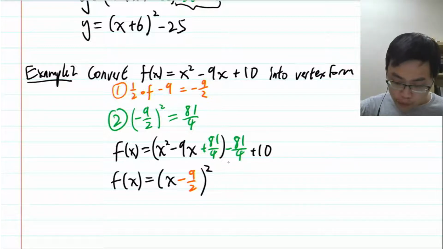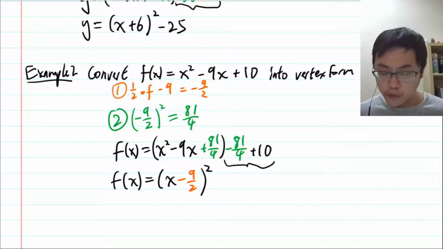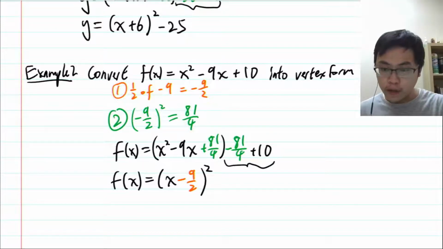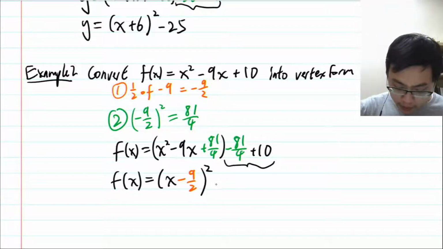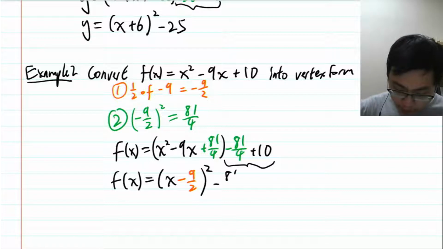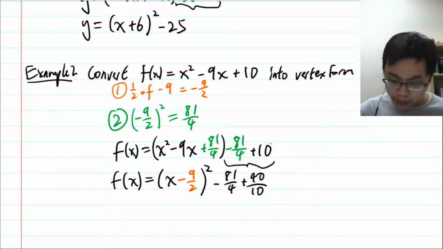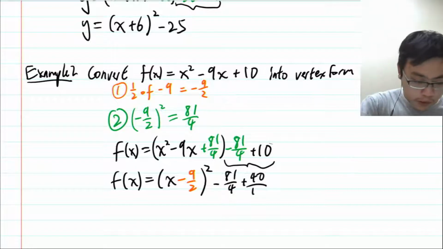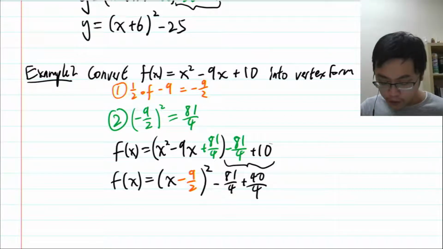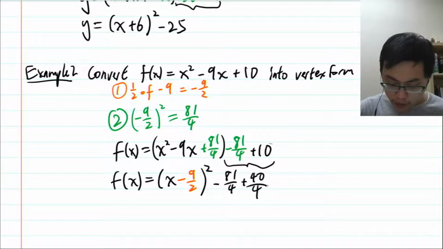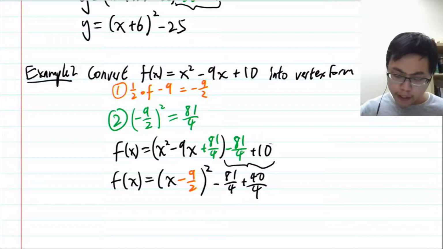Now, what we need to do is combine these two together to make it into one single fraction. So let me just rewrite negative 81 over 4, and I'm going to put 10 into a fraction out of 4, so that's going to be 40 over 4. I just multiply top and bottom by 4. Then I can add them together. Negative 81 plus 40 will become negative 41.